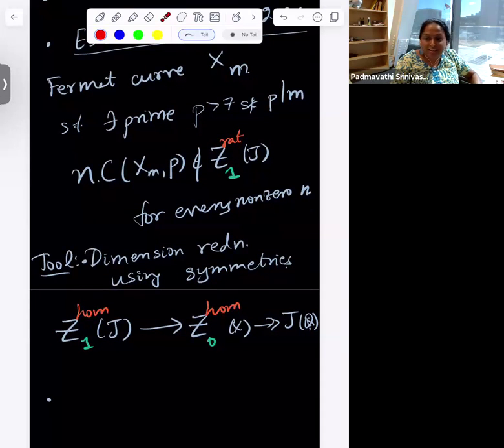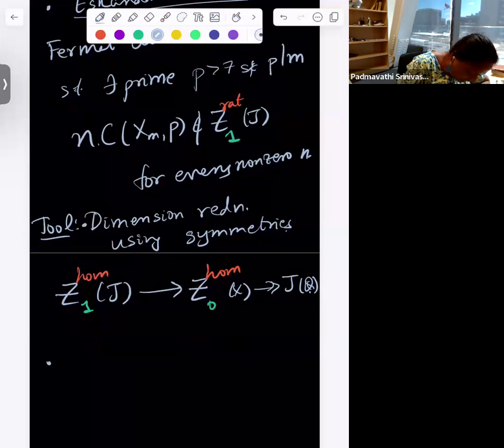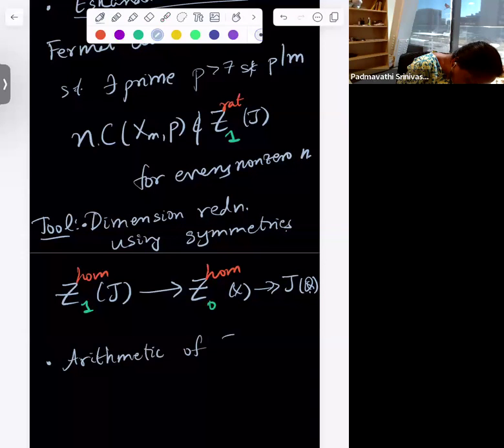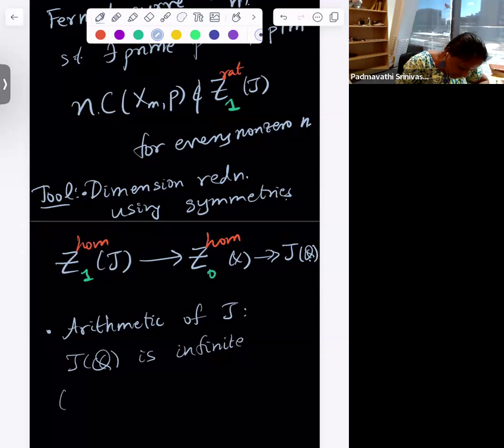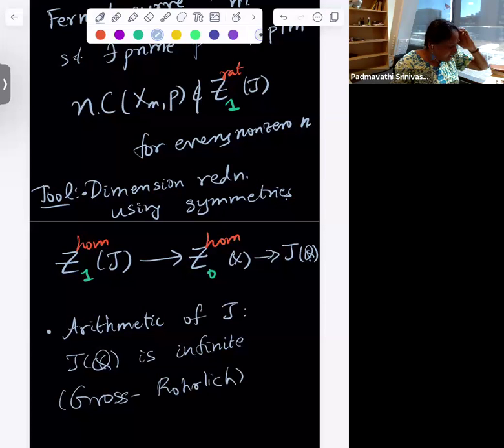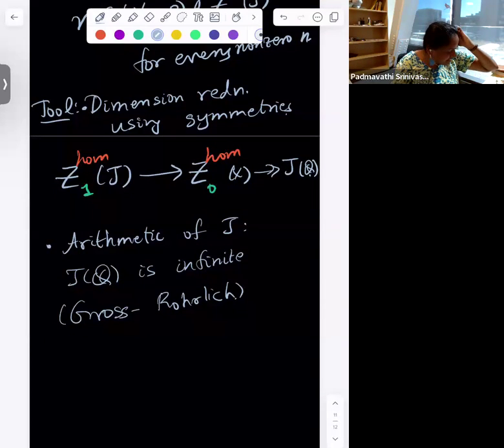We know the Mordell-Weil groups of Fermat curves. We know there is an arithmetic input to this. We know something about the arithmetic of J, namely that the Mordell-Weil group is infinite. This is due to results of Gross and Rohrlich. And they're able to explicitly verify that the Ceresa cycle maps to a rational point of infinite order on the Jacobian, right? So this was the inspiration for the result with my collaborators that I present at the end.